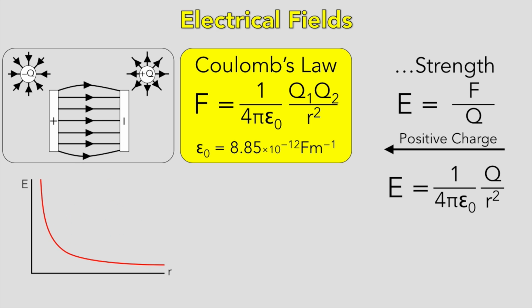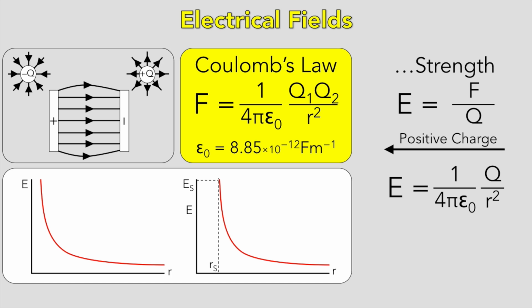These two graphs show that, and the difference between the graphs is that one is a point charge and the other measures the strength to the surface. That was badly written in the script.